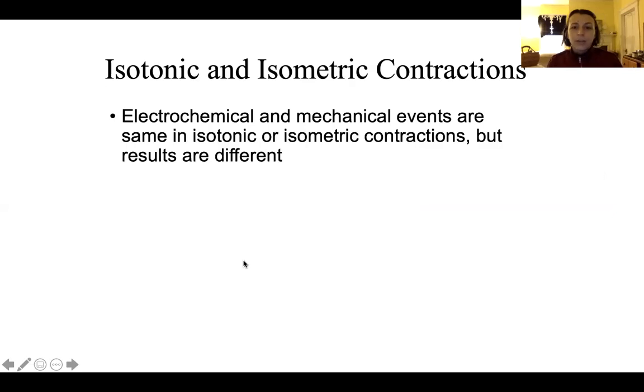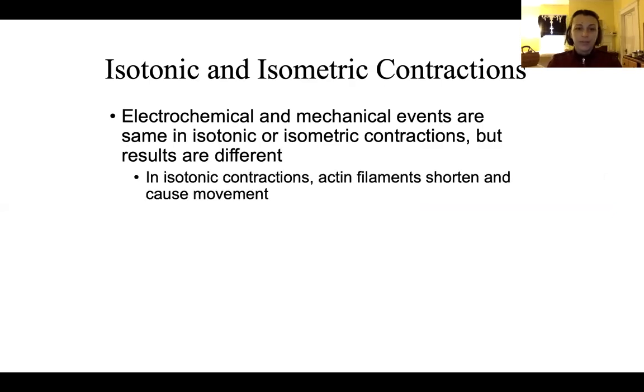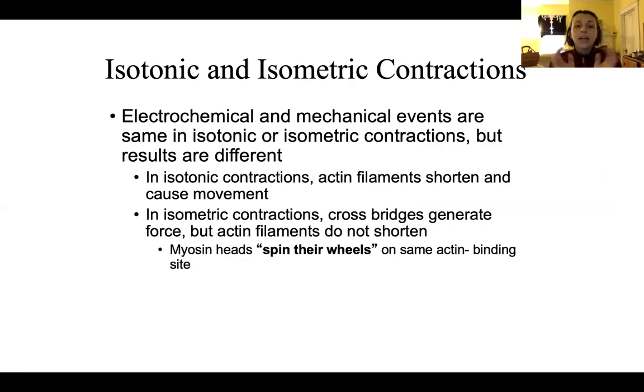What else? Electrochemical and mechanical events are the same in these. So what's happening at the microscopic level is the same, but the results are different. The actin filament shortens and causes the movement in the isotonic contraction. In the isometric, the cross bridges generate the force, but the actin filaments don't actually move.